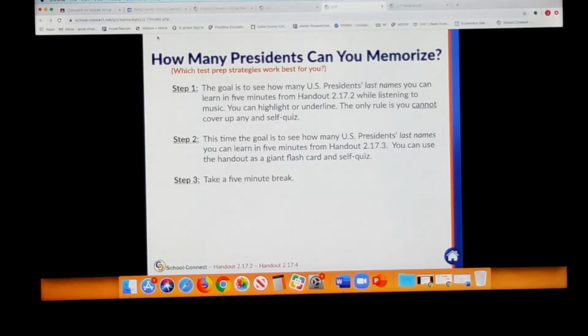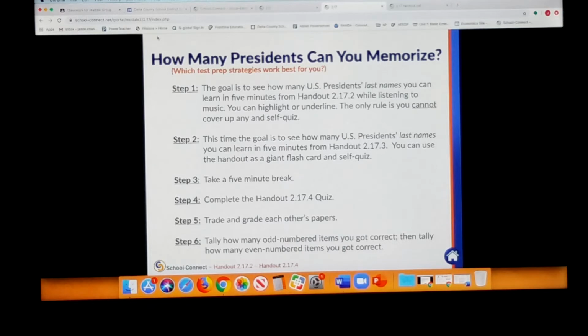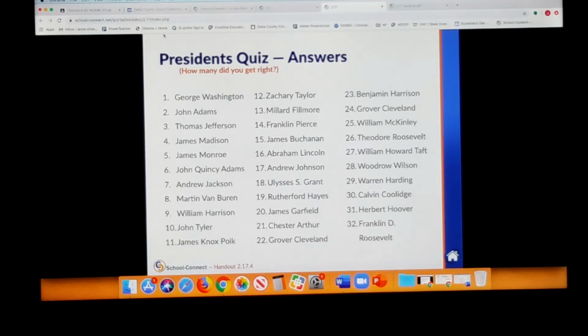The giant flashcard is a self-quiz. Then take a 5-minute break. Then complete the quiz that is attached, and we'll see if listening to music or not listening, any of that stuff, might help you. Then you'll trade and grade each other's papers. Obviously you won't do that because we don't have anybody. And then tally how many odd-numbered items you got correct, then tally how many even-numbered items you got correct. That's getting a little intense. So here's the answer guide, if you got them right.